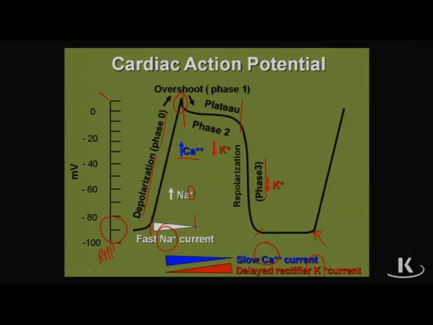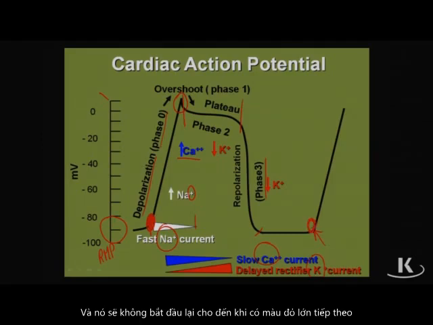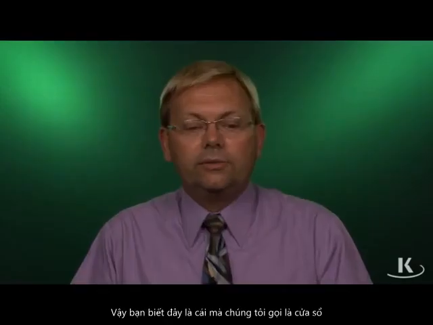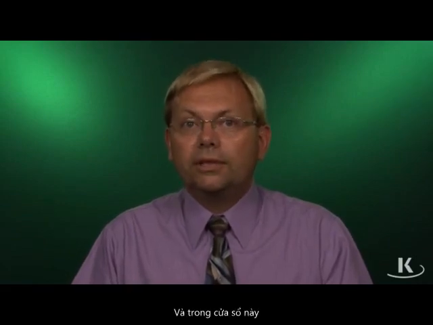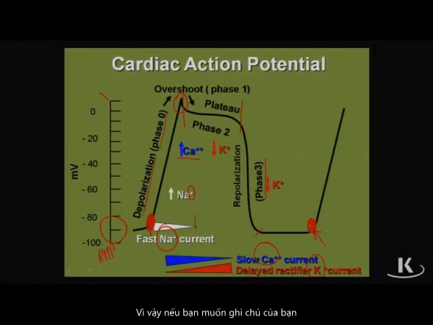In a way, you would imagine that sodium started at the beginning of phase 0, right where I'm putting the big red dot, and it won't start again until the next big red dot. So, you know, this is what we call a window. And during this window, what we can measure is sodium entry, particularly during the plateau phase. So if you want, on your notes, do yourself a favor and decide that during the plateau phase there is also increased sodium. And that increased sodium is going to happen through what we call slow sodium window channels.